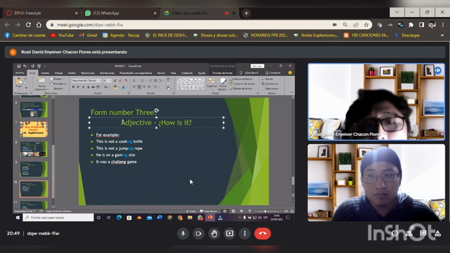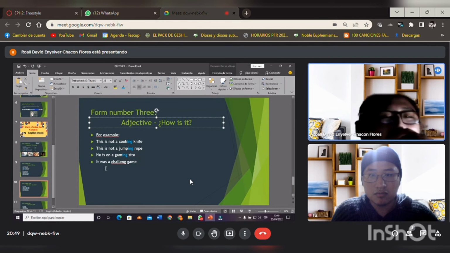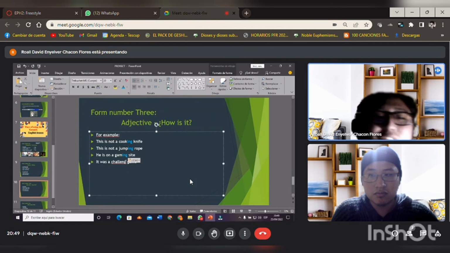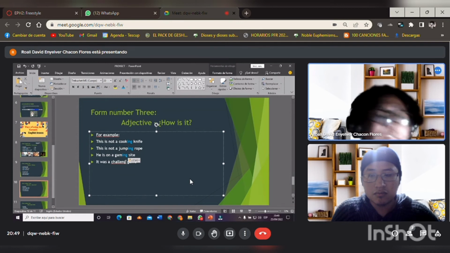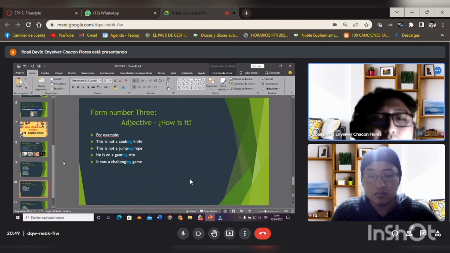Finish the form number three, the adjective, how is it. For example, the sentence number four: it was a challenge game. How is it? It was a challenge game. Okay, challenge, add ing.